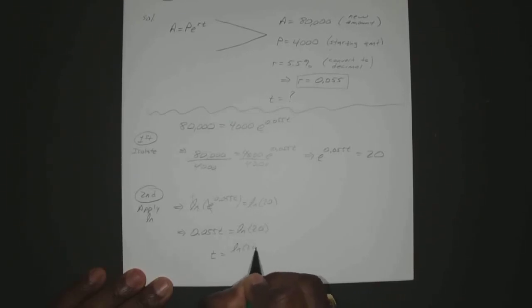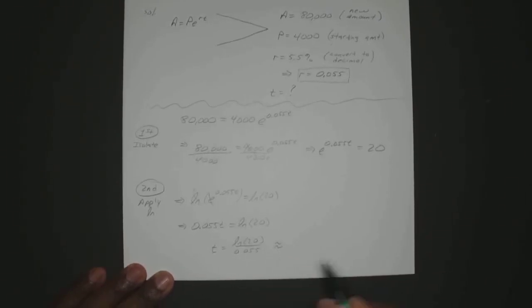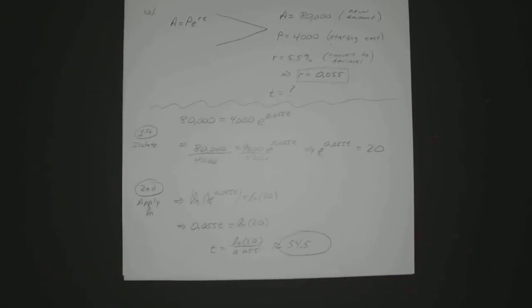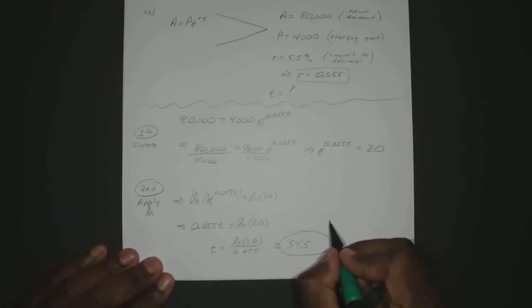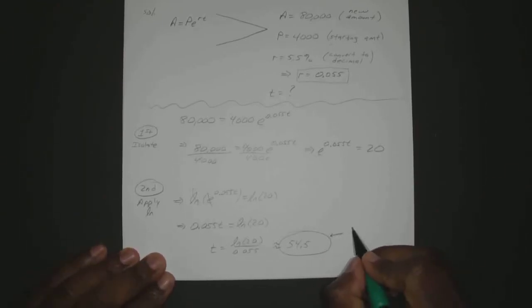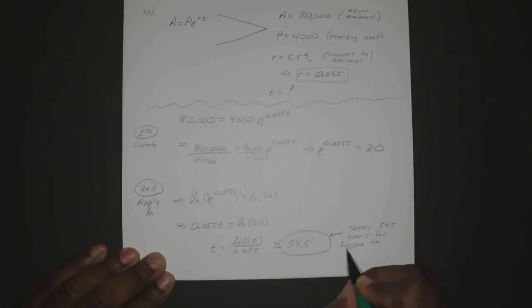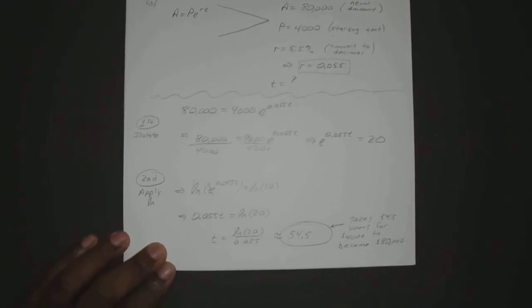T equals natural log of 20 divided by 0.055, which if you plug that into your calculator would be 54.5. So it would take 54.5 years for that $4,000 to become $80,000. There we go.